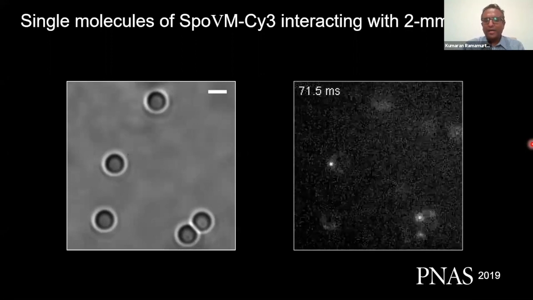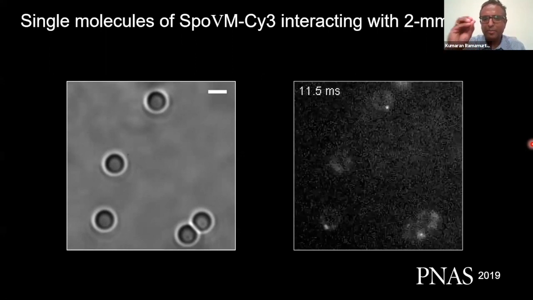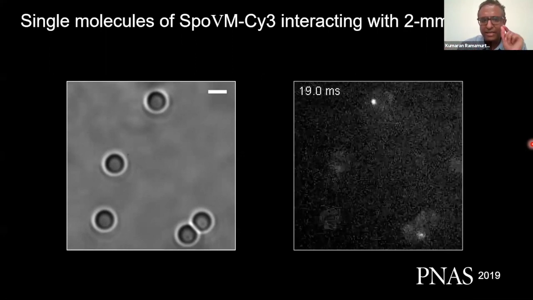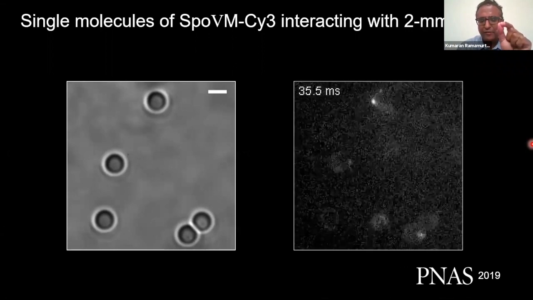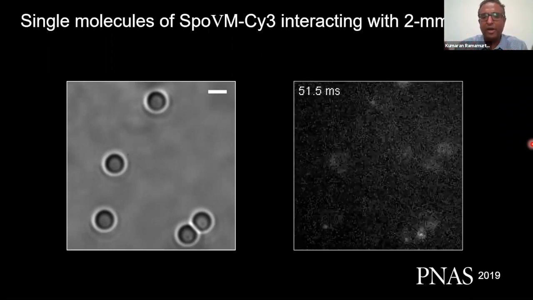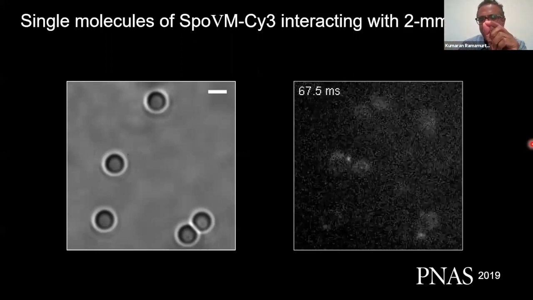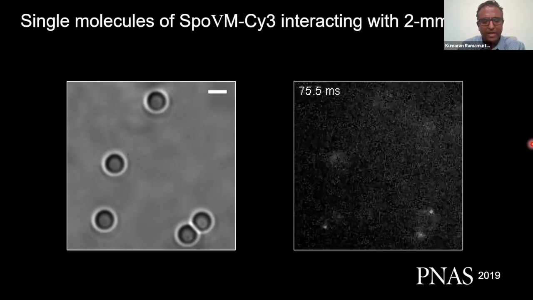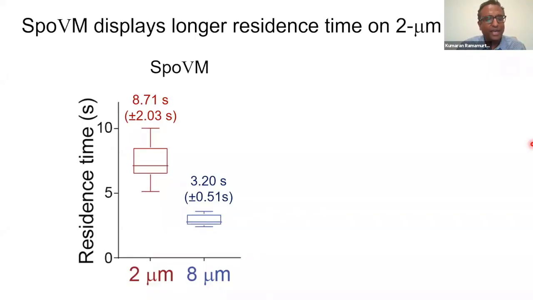Okay, so I'm not going to show you all the controls for this, but basically when you see a dot appear, this represents a single molecule of SpoVM, fluorescently labeled, sticking onto the surface of a bead. And then when you see it disappear, it is not a phenomenon called photobleaching where it just gets bleached away, but it's actually the protein jumping off of that membrane. So you can go ahead and quantify all the data of all these events that occur on the surface of each one of these beads.